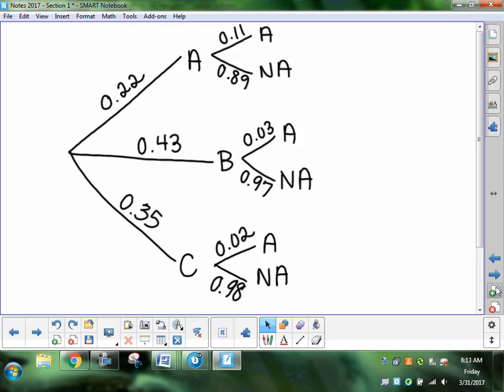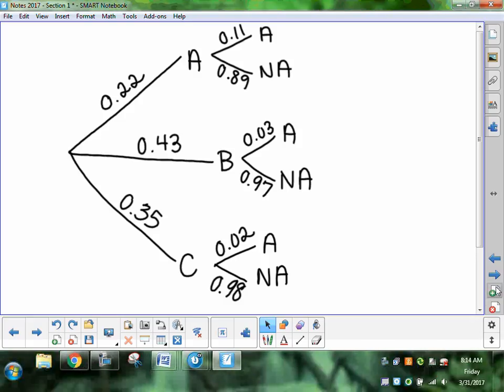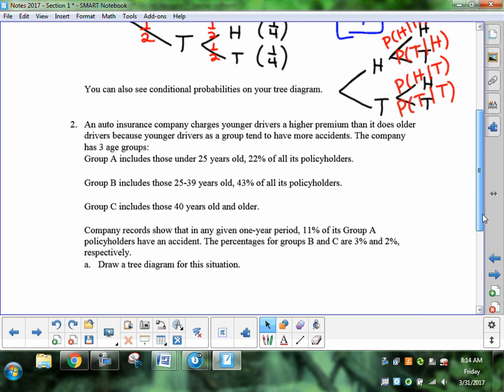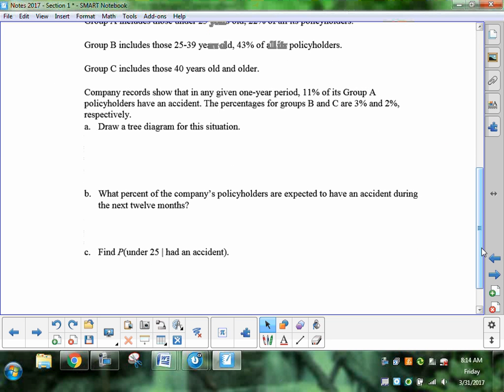Perfect. That's exactly it. To figure out the probability that you're in group A and you have an accident, how do you figure that out? Multiply them together. Probability of group B and an accident and probability in group C and an accident. So go through and do that right now and make sure you actually show out the work where the answer comes from.